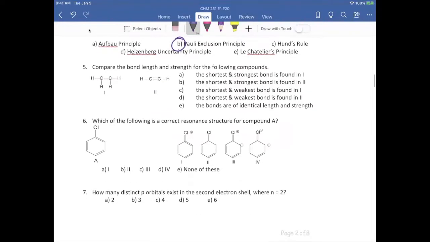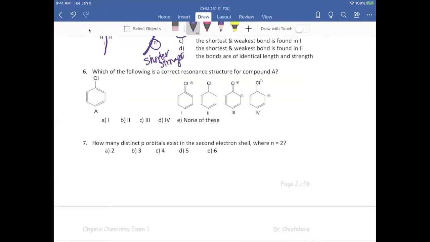If we look at question number 5, it says compare the bond length and strength of the following 2 compounds. This bond right here is a double bond. It has 1 sigma bond and 1 pi bond. This one right here is a triple bond. It has 1 sigma bond and 2 pi bonds. So this 2 is going to be shorter and stronger. And so the answer would be the shorter and stronger bond is found in 2.